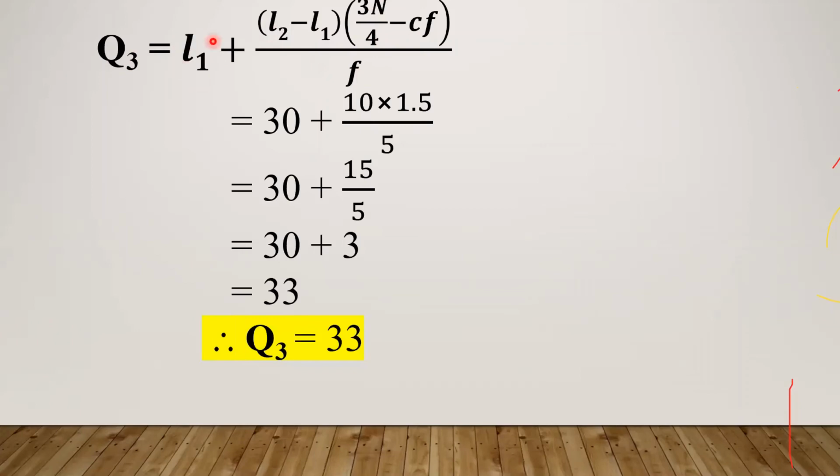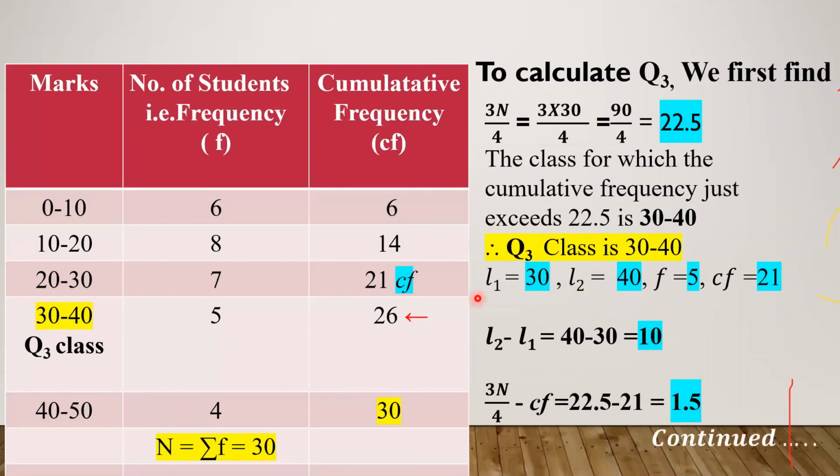Now you have to put all these values. Go back: this is the Q3 class. What is L1? Lower boundary. What is the lower boundary of this class? 30. L1 is 30. What is L2? Upper boundary. It is 40, so L2 is 40. What is the frequency F of this class? Look at the table: this class has frequency 5. So F is 5. What is CF? CF is the cumulative frequency of the class just above the Q3 class. Just above I have this class. The CF is 21.